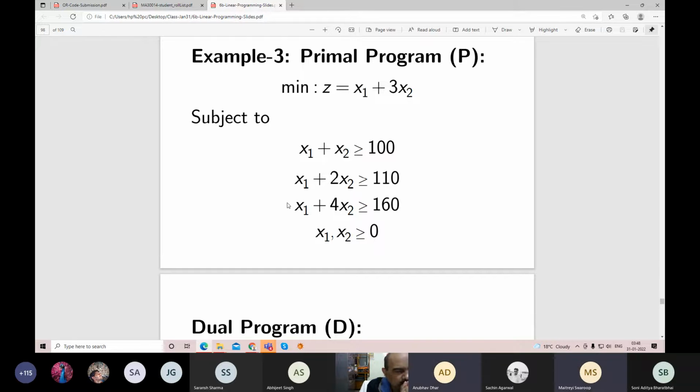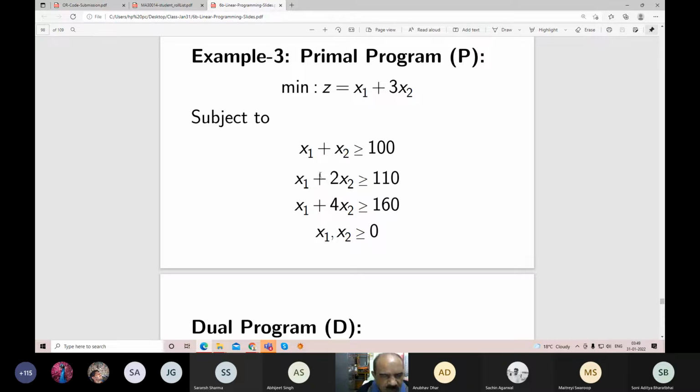Big M method, two-phase simplex method, and dual simplex. Dual simplex also. I have not discussed dual simplex yet; we will discuss it also. Please remember, big M method and two-phase simplex method. So this is minimization type.